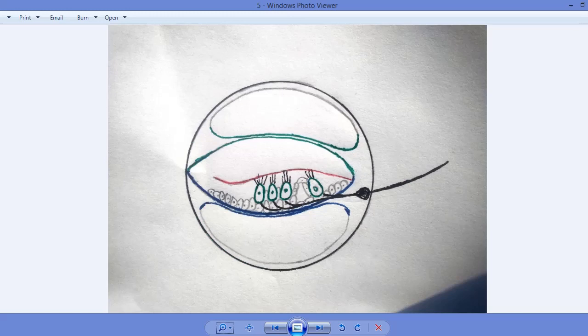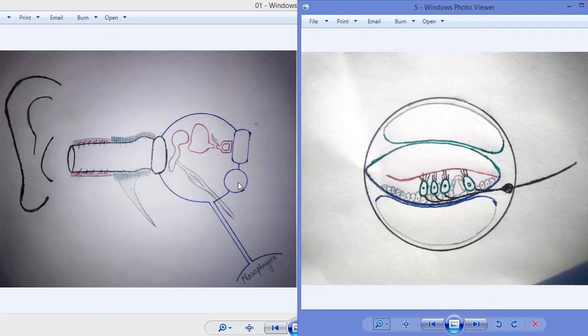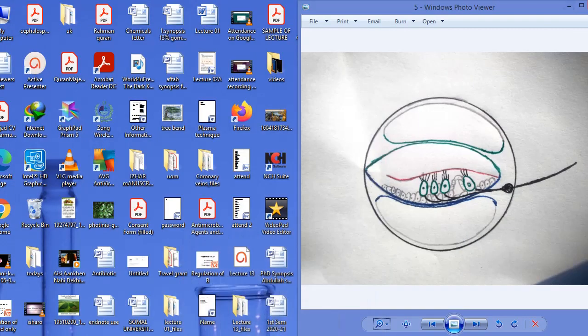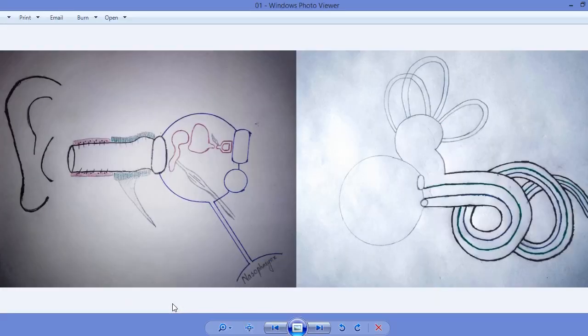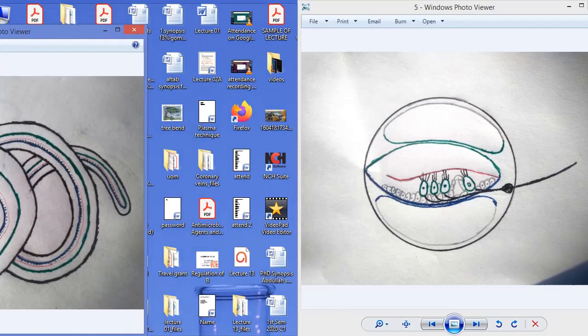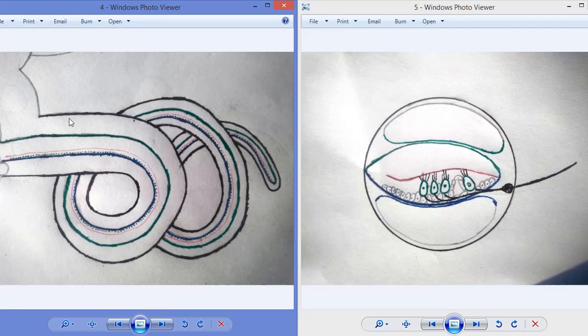It will be better to compare this slide with that one. You will be able to see it very clearly. This is the cochlea, the snail-like structure, and if we get the cross section of this area, what will we get? We will get this cross section.